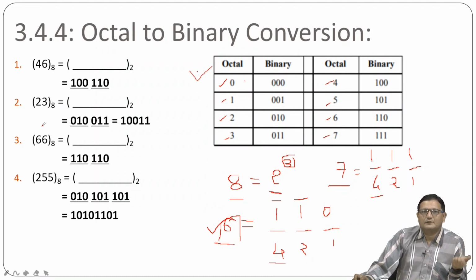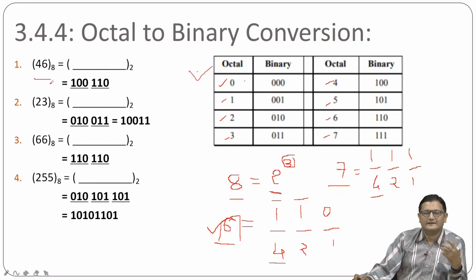Now how can we convert an octal number into binary, right? So for example, let's suppose 46 is given. What is 46? It is an octal number, right? And you need to convert it into binary form. So the number is actually made of 2 digits, right? So the first digit is 4. So you just see what is the binary of 4? It is 100, right?